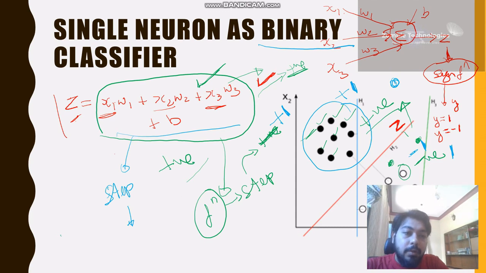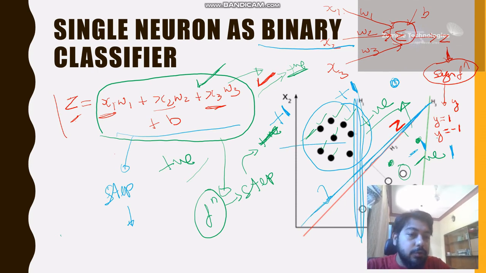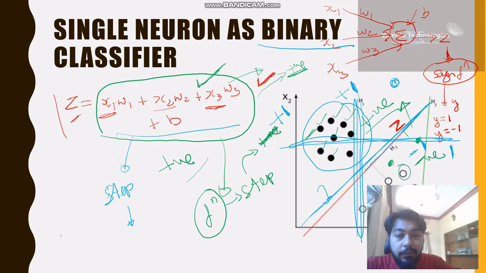The only problem which remains unsolved here is how to find this line. How do we make the model learn where it should place this line? Should it place this line here, or here, or here? There are various techniques available, and we will see how the model gets trained and how it learns to classify between the two groups of points. Okay, so this is a single neuron doing a binary classification.